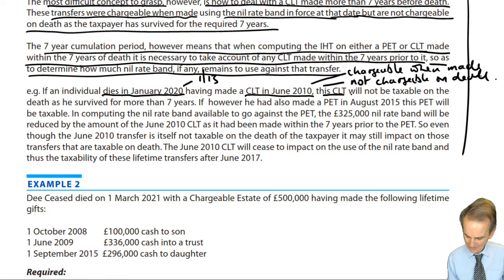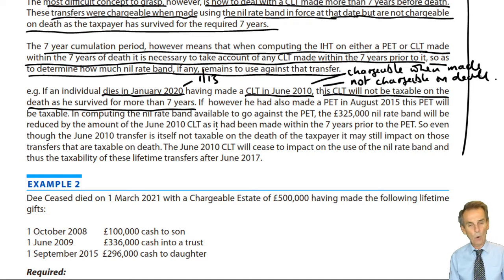So as it says here, this CLT will not be taxable on the death of the taxpayer as he survived for more than 7 years. But what we've been saying is that that CLT, unlike a pet, was chargeable when made. It went on to the IHT computation in that name, lifetime transfers chargeable when made, whereas a pet was ignored in lifetime. It would only become chargeable, only become relevant to an IHT computation if you died within 7 years of that. If you lived for more than 7 years, it was entirely exempt.